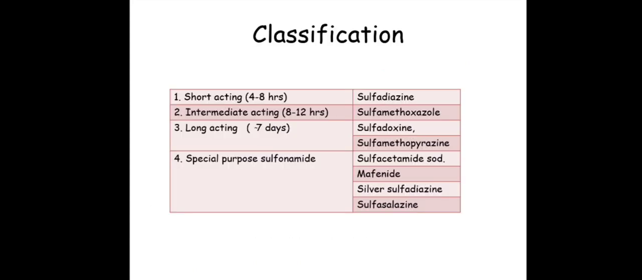Next, classification, which is very simple. The first class is short acting drugs, with a duration of 4 to 8 hours. We have just one drug, that is sulfadiazine. For intermediate acting, we again have one example, sulfamethoxazole. Long acting sulfonamides, we have two drugs, sulfadoxine and sulfamethopyrazine. Special purpose sulfonamides are 4: sulfacetamide sodium, mafenide, sulfadiazine and sulfasalazine.